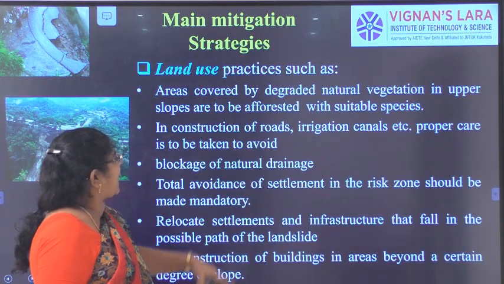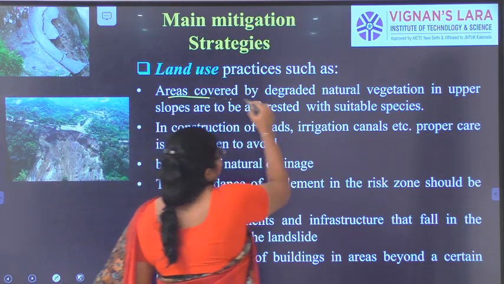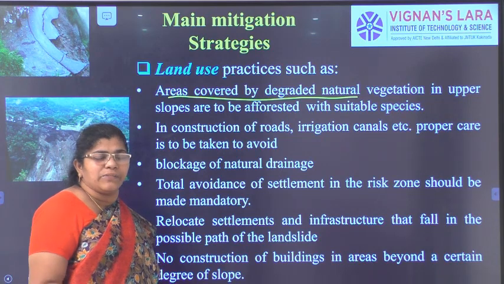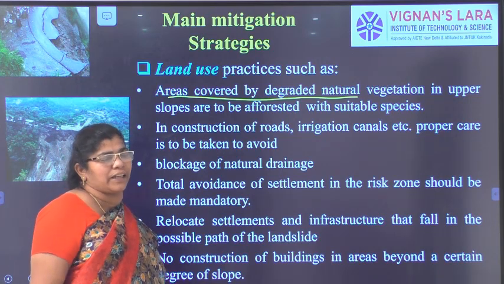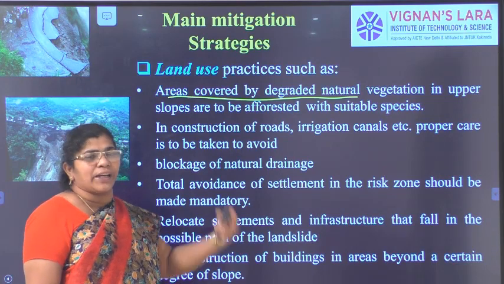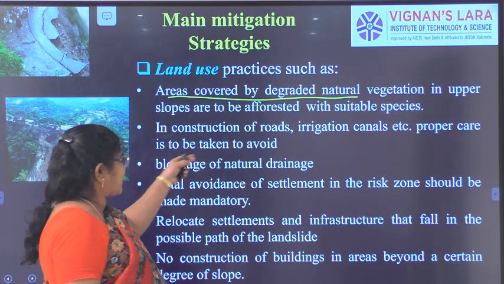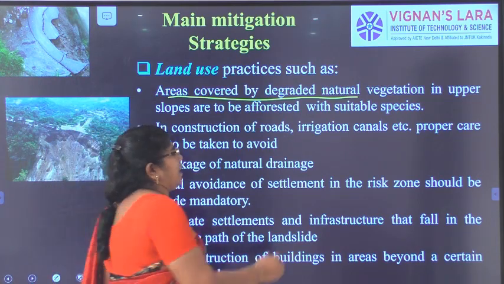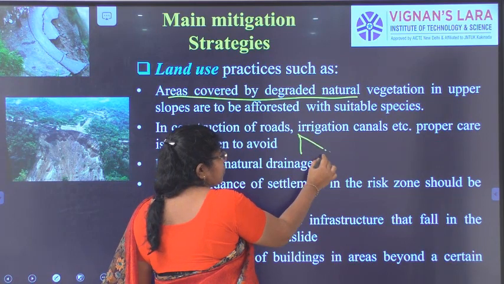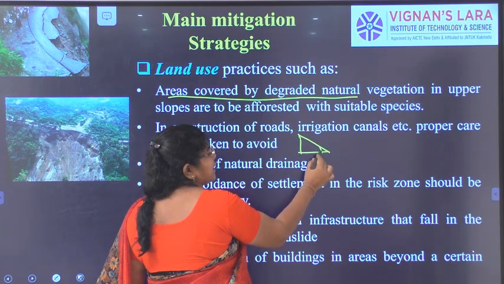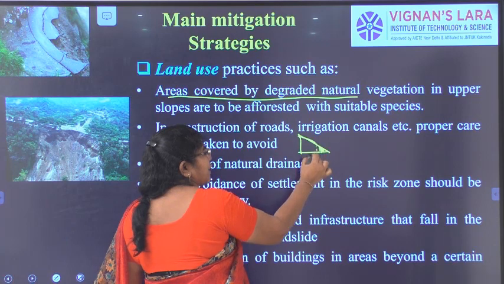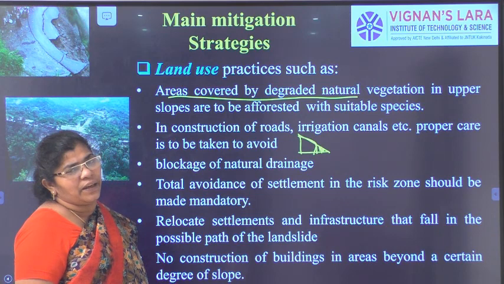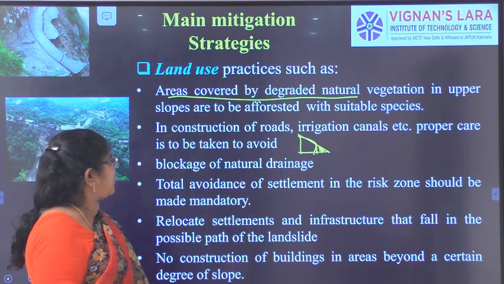And land use practices: the areas covered by degraded natural vegetation on the upper slopes are to be afforested. That is, where there has been deforestation and trees are cut, we have to plant the trees again, more trees. Construction of roads and irrigation canals: proper care has to be taken. If I am going for sloping, hilly regions where I have to construct a road, I should not cut a slope like this, or for canals, I cannot cut like this. This is a major thing. I should take proper care.